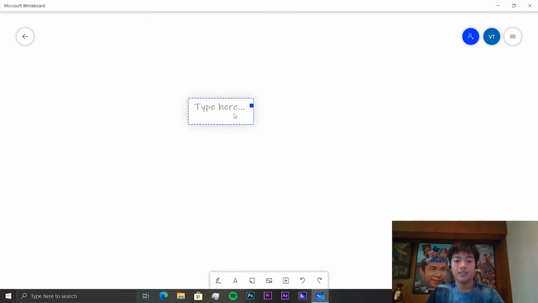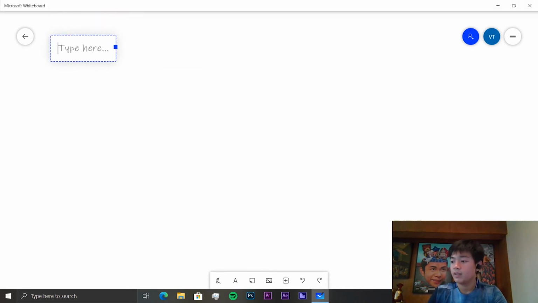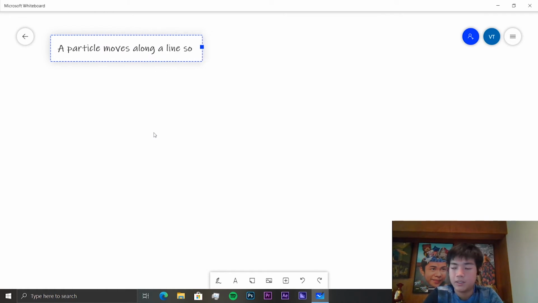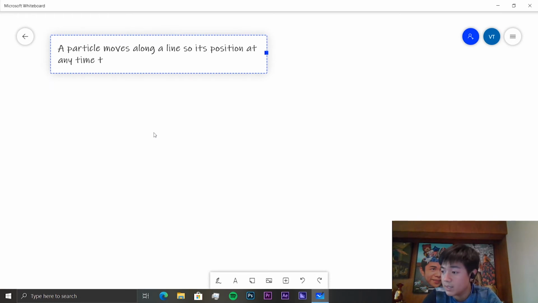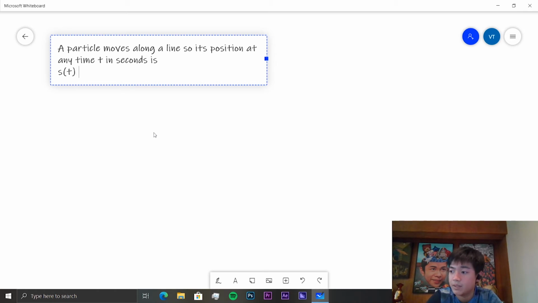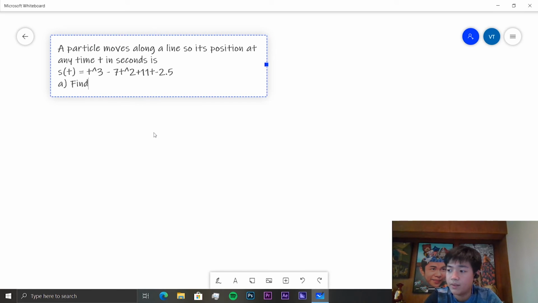And the final question is, where is it? A particle moves along a line. So its position at any time t in seconds is s of t is equal to t cubed minus 7t squared plus 11t minus 2.5. Find the velocity and acceleration functions.